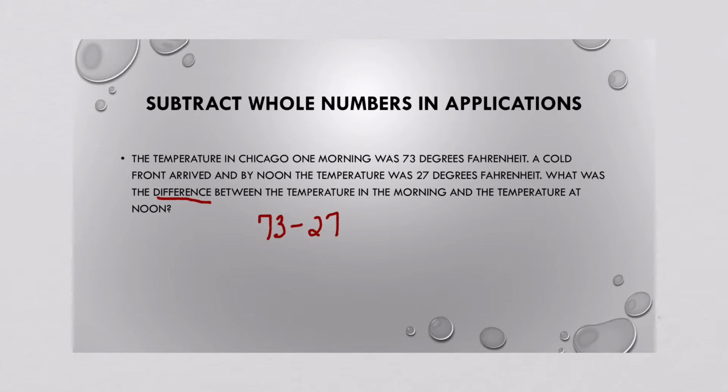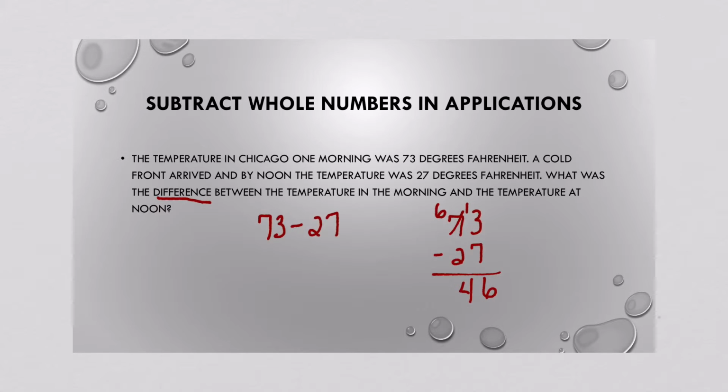I prefer to write these sometimes vertically. If I'm doing this by hand and I'm not using a calculator, then it's easier to write your problems vertically. So I can't take 7 away from 3, so I've got to borrow 1. 13 minus 7 is 6. Then I would do 6 minus 2 is 4.